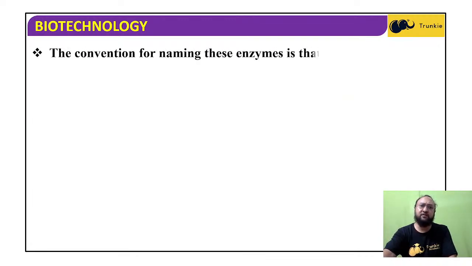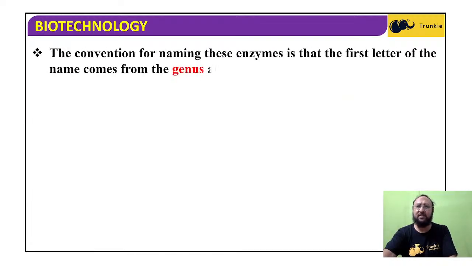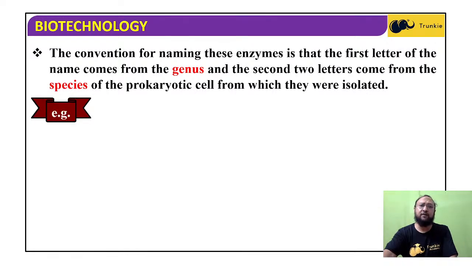Now the convention for naming these enzymes is that the first letter of the name comes from the genus, and the next two letters come from the species or the prokaryotic cells from which they were isolated. So there are rules and a specific pattern for naming these enzymes. It is not randomly named. There are some regulations, and that is that the first letter comes from the genus.